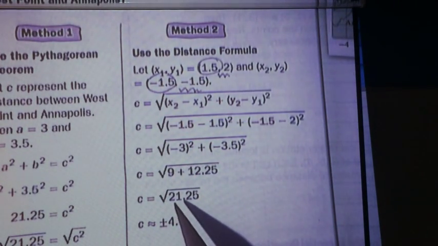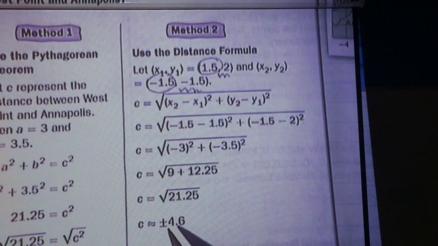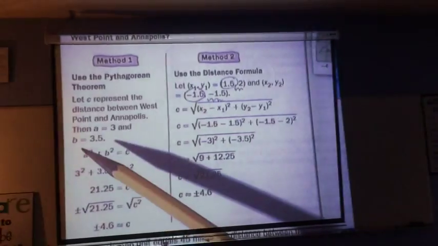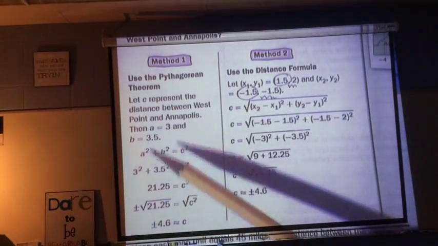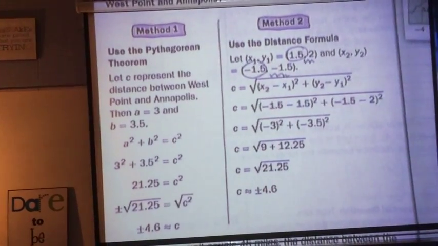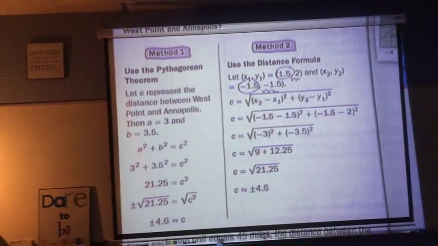Last, we'll take the square root. We get approximately 4.6 for an answer. Again, we're only going to refer to the positive value because distance cannot be negative. If you look along at method 1 on the left-hand side, you can see the same thing was done with the Pythagorean theorem and the same answer was reached. Go ahead and try the Got It at the bottom of page 433.